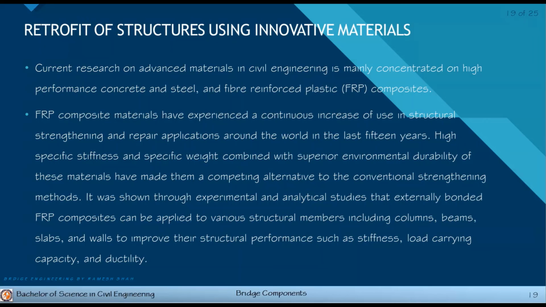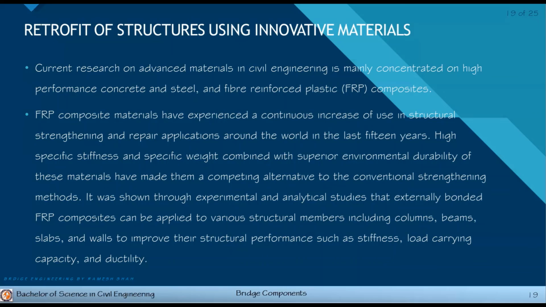Current research on advanced materials in civil engineering is mainly concentrated on high-performance concrete and steel and fiber reinforced plastic or FRP composite. FRP composite materials have experienced a continuous increase of use in structural strengthening and repair applications around the world in the last 15 years. High specific stiffness and specific weight combined with superior environmental durability of these materials have made them a competing alternative to the conventional strengthening methods.